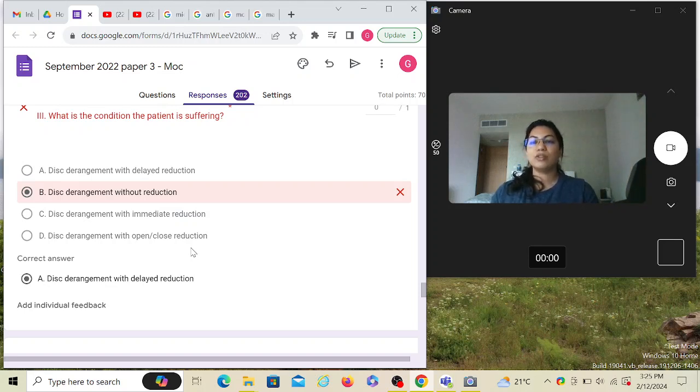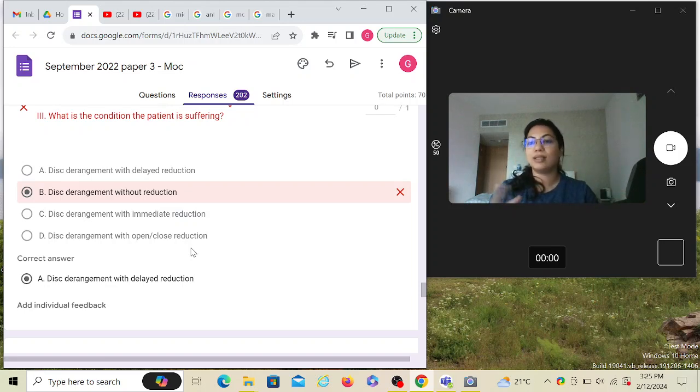What is the condition the patient is suffering from? Now they have come to the diagnosis. So what have we discussed? The patient is having clicking. Upon yawning, the jaw gets locked. There is no limited mouth opening. So whenever there is yawning and the jaw is getting locked, it's with reduction, and it has got something to do with the disc. So somewhere my diagnosis should mention disc displacement with reduction.